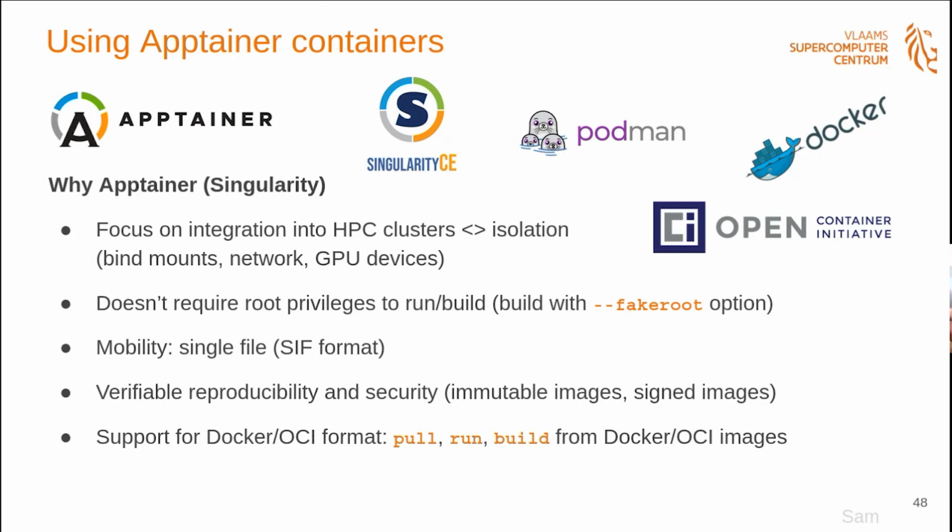So why are we using Apptainer? Well, the focus for Apptainer is on integration into HPC clusters. So there's always a trade-off that you have to make between isolation from the host and integration with the host. Apptainer focuses on the integration part. So it sets some default bind mounts, makes the network available by default, and also makes the GPUs available easily, right?